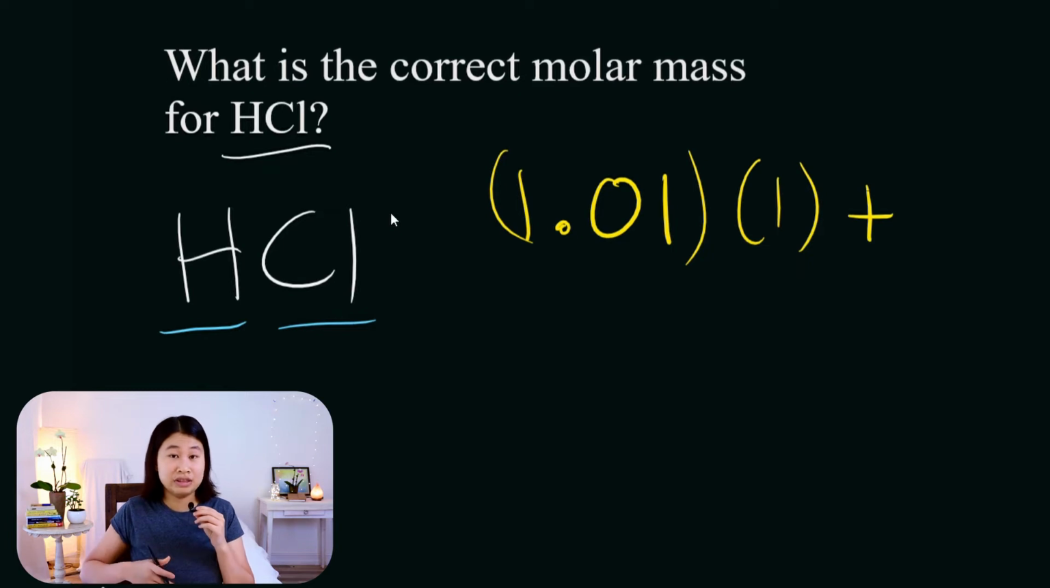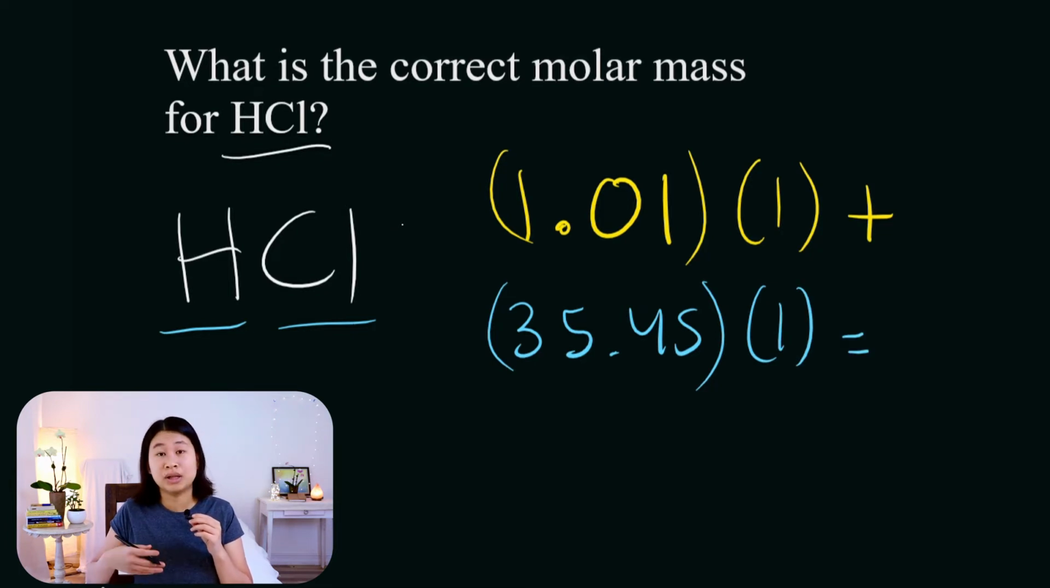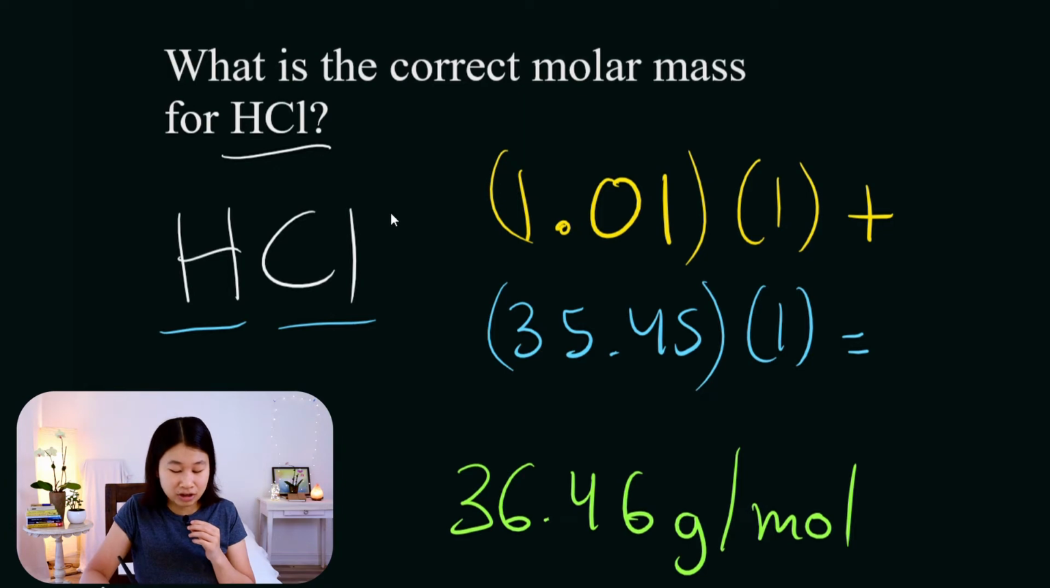Next, we're going to add in the weight of a chlorine. So a chlorine is going to have an atomic mass of 35.45. And there is going to be 1 of those chlorine atoms. 1.01 times 1 plus 35.45 times 1 is going to give you 36.46 grams per mole. Just if you're wondering, the atomic masses are in grams, so we can designate that unit if you're interested.